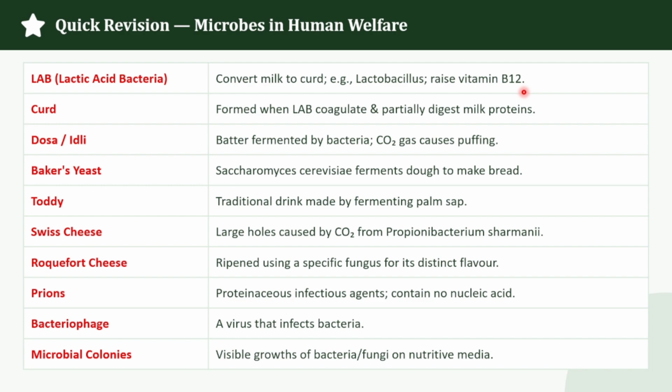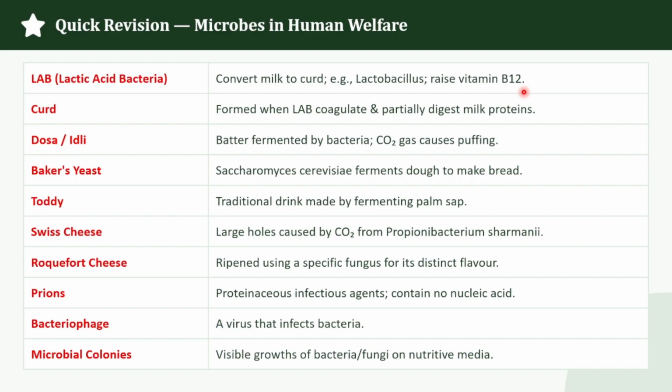Which bacteria helps to convert milk into curd? Lactic acid bacteria or LAB. Name one important LAB. Lactobacillus. And what gas makes fermented dosa and idli batter puff up? Carbon dioxide. Which microorganism is commonly used to make bread? Saccharomyces cerevisiae. And what is traditionally fermented to make toddy? Palm sap.